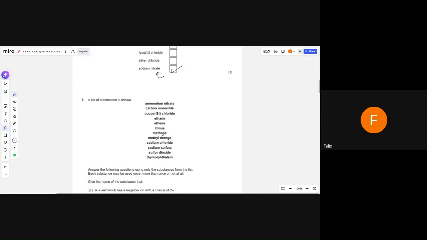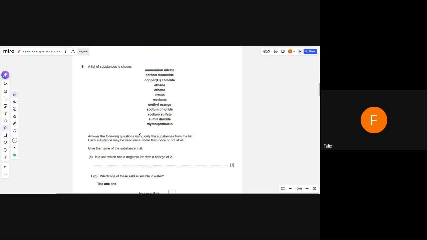Next question, question number 6. A list of substances is shown. Answer the following questions using only the substances from the list. Each substance may be used once, more than once, or not at all. So give the name of the substance that is a salt which has a negative ion with a charge of -2. So it must be from group 6.